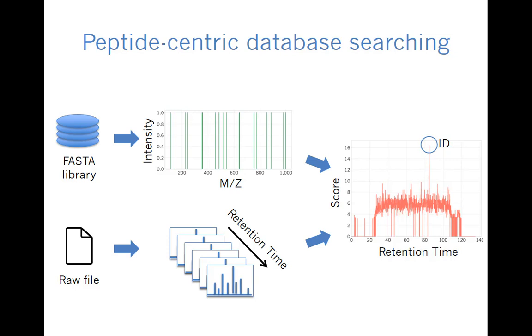But Pecan is not alone in this. Other programs like DIA-Umpire also take an approach of not knowing anything about the data before trying to analyze it, and have the same kind of problem, in that they don't necessarily do as well as if you had all this extra information.